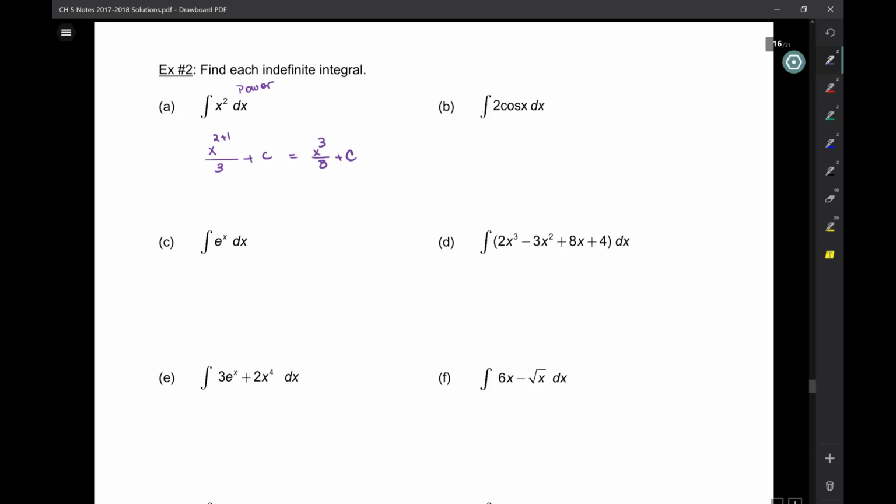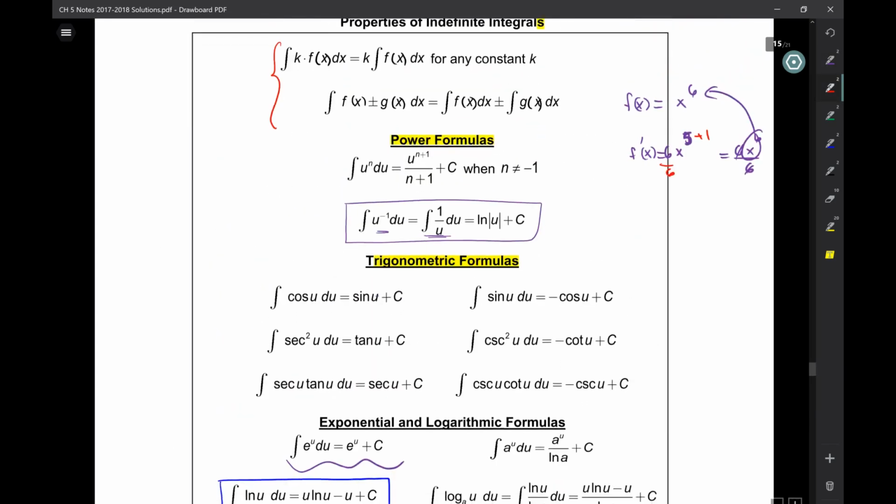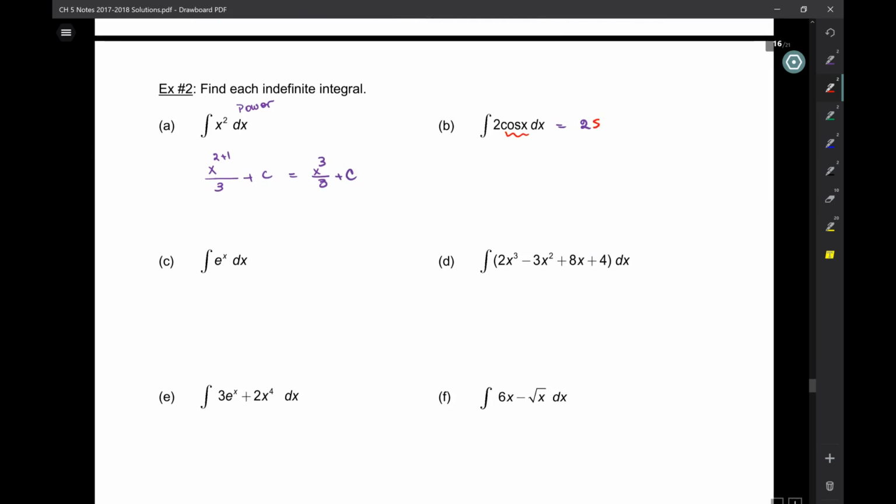Okay, so look at this one. The integral of 2 cosine x dx. There is a 2. And what's the integral of cosine? Just a positive sine, right? Plus c. It'd be 2 sine plus c. Not the product rule. The product rule would be if you had two different functions multiplied by each other. That's a whole other ball game. We're not going to do that just yet.